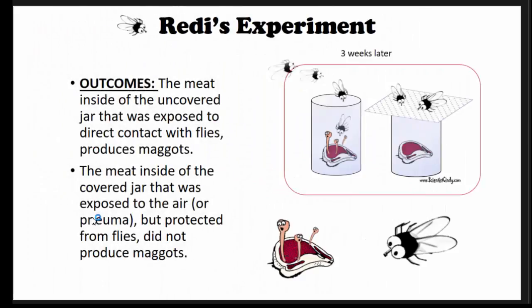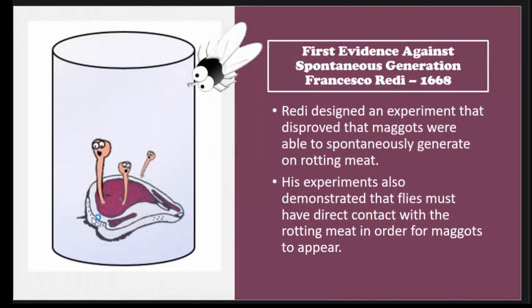Outcomes. The meat inside the uncovered jar was exposed to direct contact with flies and produced maggots. The meat inside of the covered jar that was exposed to the air only, or the pneuma, but protected from flies, did not produce maggots. This was the first evidence against spontaneous generation. His experiments also demonstrated that flies must come into direct contact with the meat in order for maggots to appear.